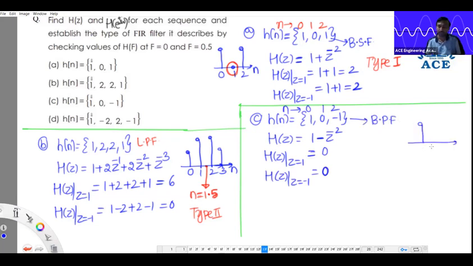Which type is it after sketching the graph? Odd number of samples with odd symmetry. Odd number of samples with odd symmetry means type 3. Tell me: odd number of samples with odd symmetry, type 3.